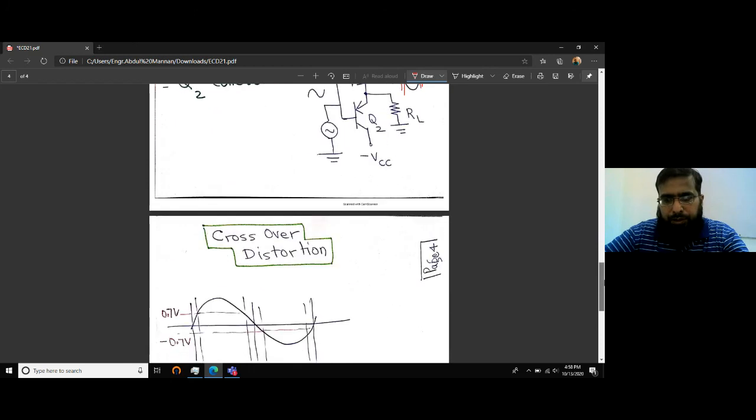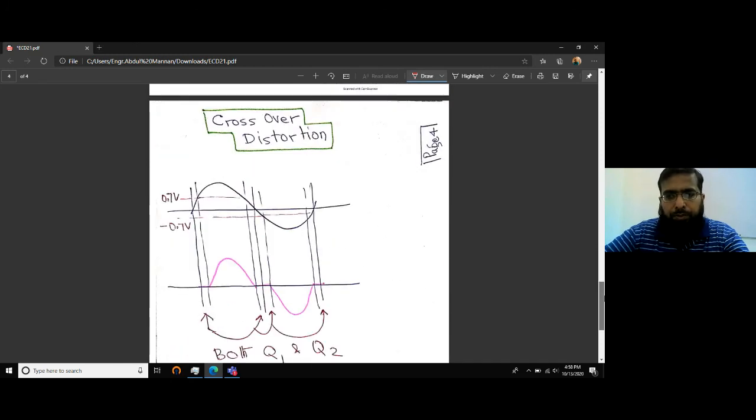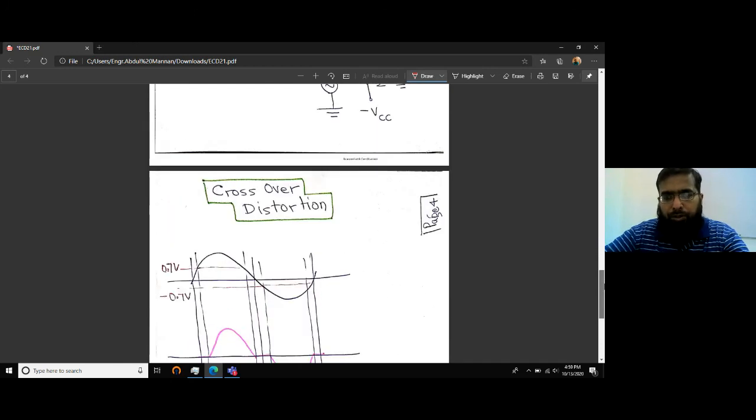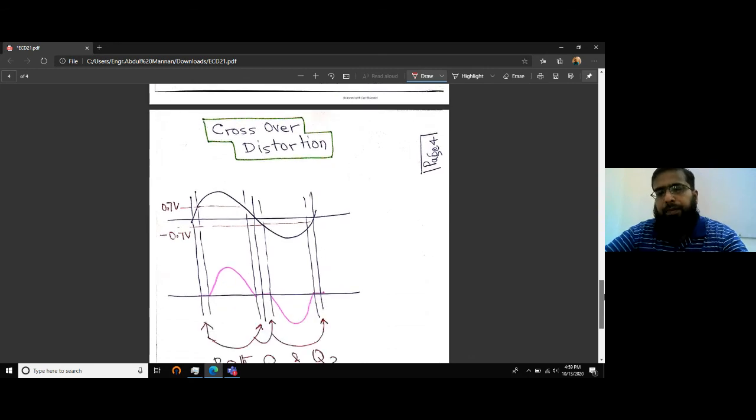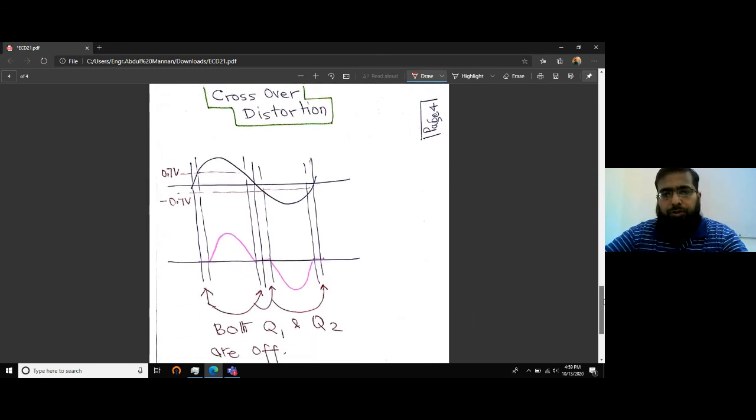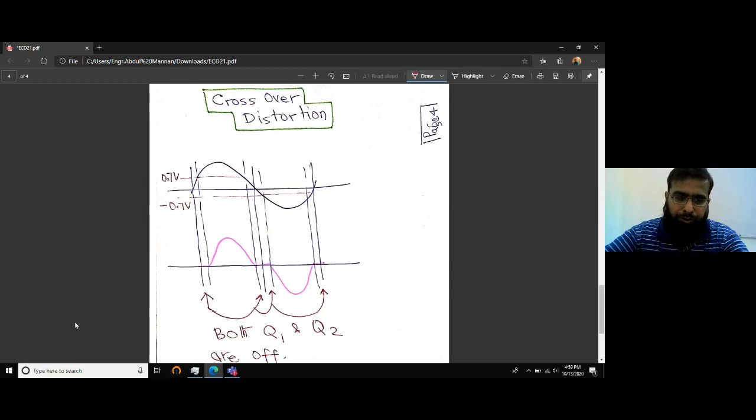So to finish this lecture, let's see what the output is. Either it is transformer coupled or a complementary symmetry pair, the output has crossover distortion points or crossover distortion regions. These two regions during the positive half cycle and these two regions during the negative half cycle. So that is a problem.